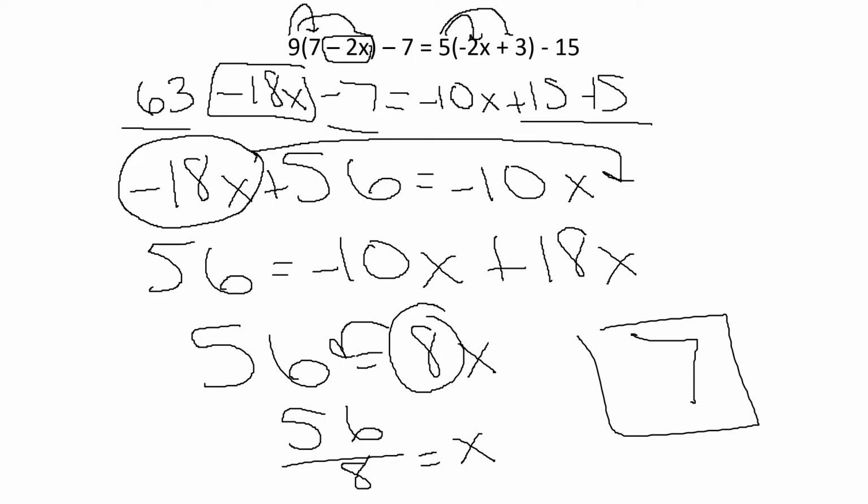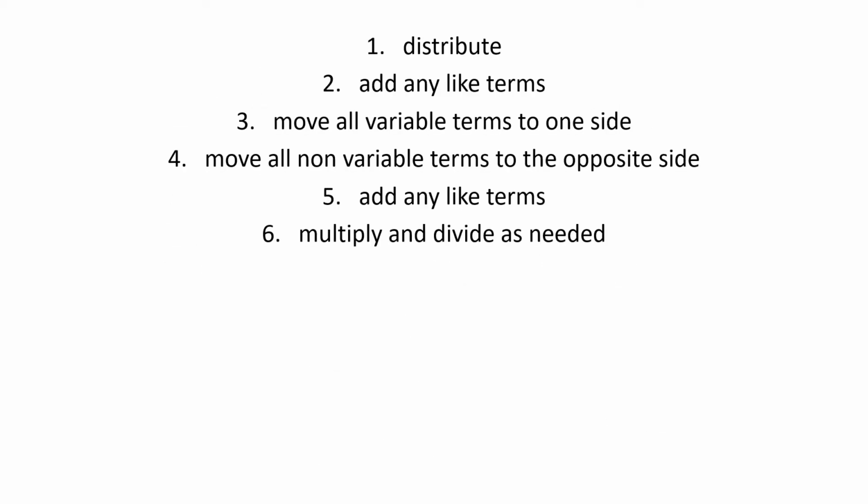Let me show you those steps. So steps 3, 4, 5, and 6, we may have talked about step 2 before. The new one is distributing. Step 1, always distribute. Just like order of operations, we do parentheses first. Distribute, then add any like terms. Move all variable terms to one side, so anything with an x or any letter that's given, move to one side. Then move all non-variable terms to the opposite side. Then add any like terms, and then multiply and divide as needed.